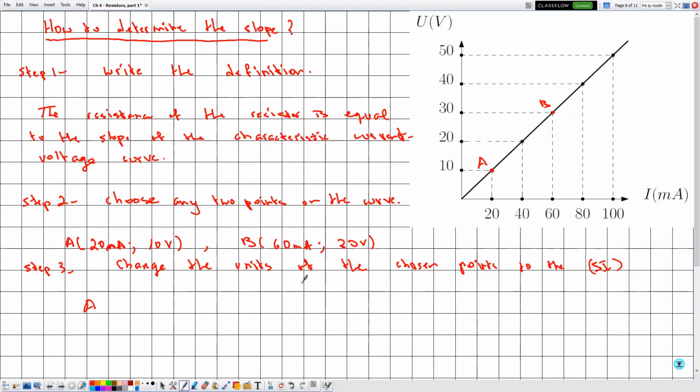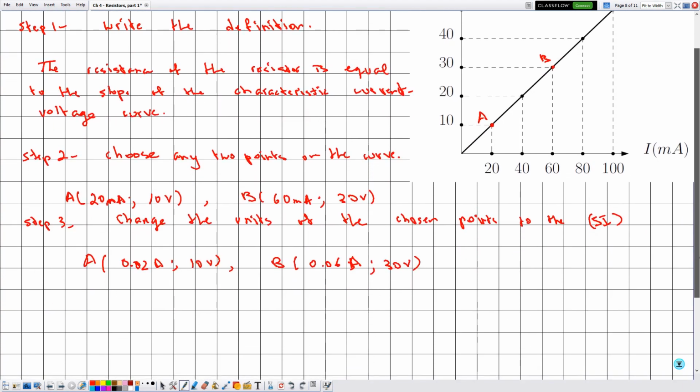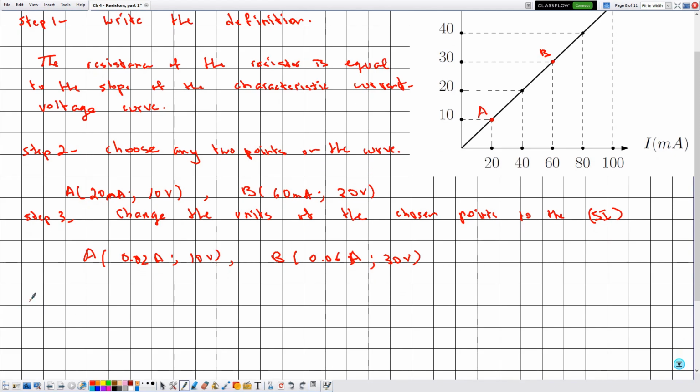Then dividing 20 by 1000, this will give us 0.02 amps. And volts is already in the SI. And the point B, converting it to the SI, 60 milliamps dividing by 1000, it will give us 0.06 amperes. And volts is already in the SI. Now we are ready to calculate the resistance using the following formula.